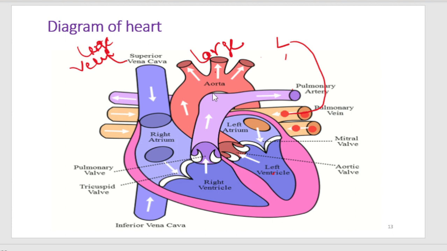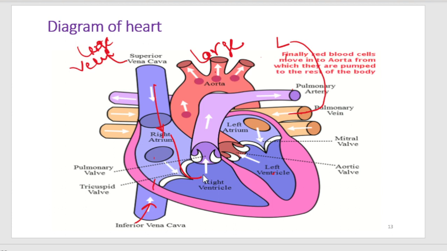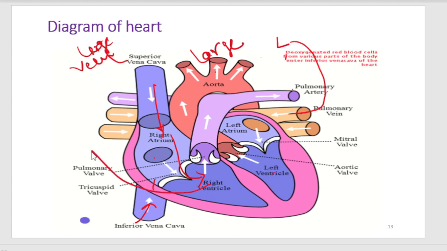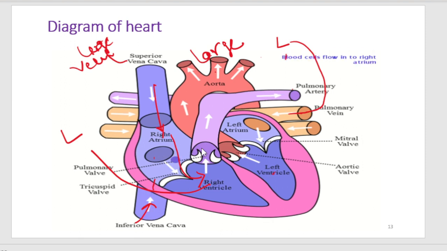After the oxygenated blood is completely utilized, or oxygen is exhausted, this deoxygenated blood is brought via the vena cava from different tissues to the right atrium. After the right atrium, it reaches the right ventricle. Once the right ventricle is completely filled, it is sent to the lungs, which is the work of the pulmonary artery. The pulmonary artery brings this deoxygenated blood from the heart to the lungs.